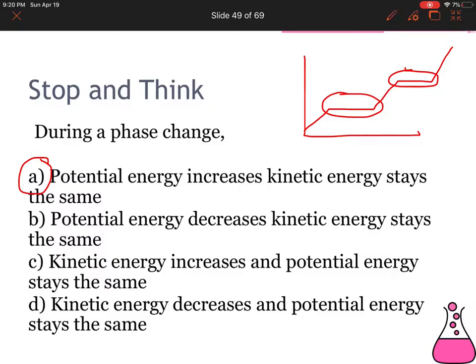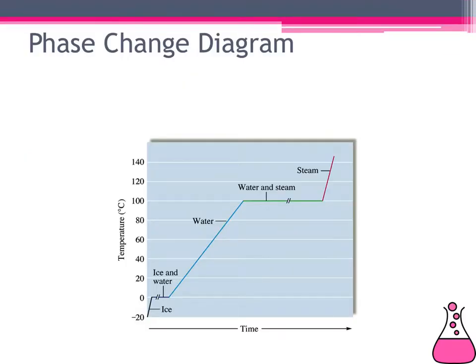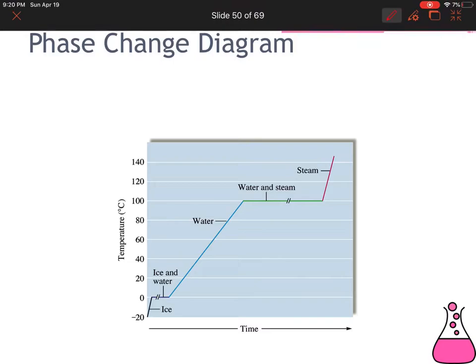So if we look at one of these phase change diagrams for, say, water, we should see that first plateau being at 0 degrees Celsius, because that's the melting point of water, and that second plateau should be at 100 degrees Celsius, because that's the boiling point of water.